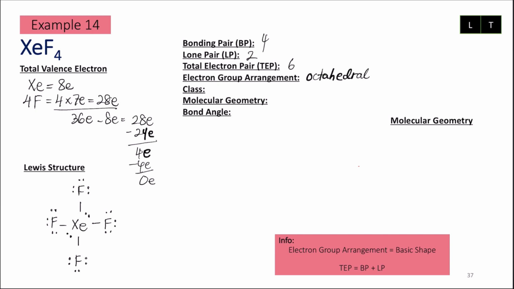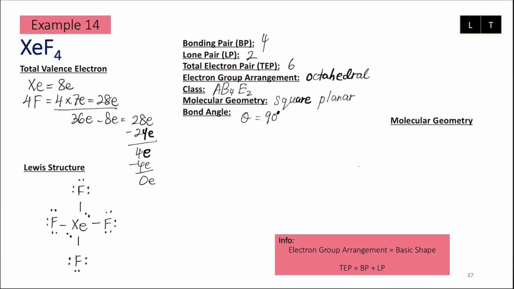And then after that, the class will be AB4E2. And the shape right now changed to square planar. And the bond angle will be equal to 90 degree.